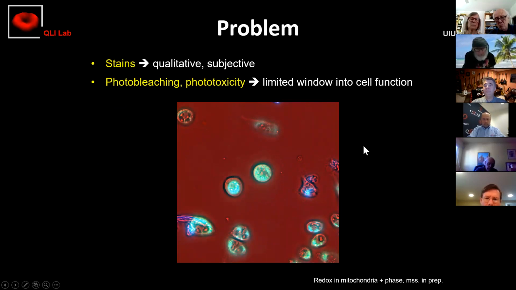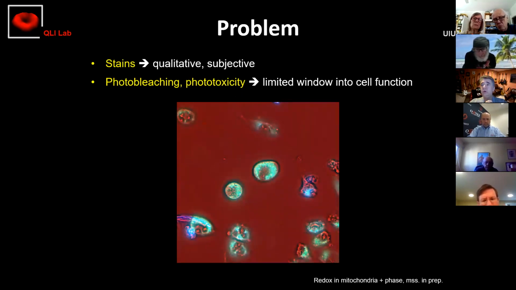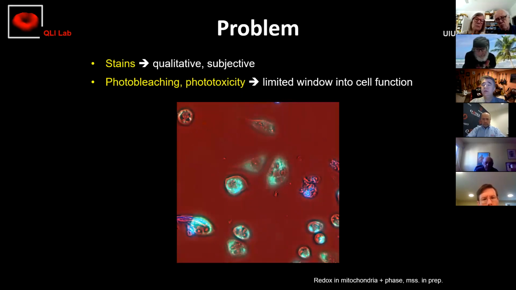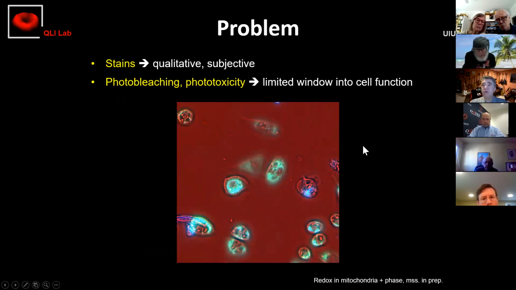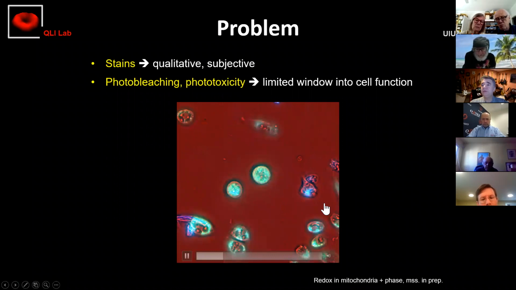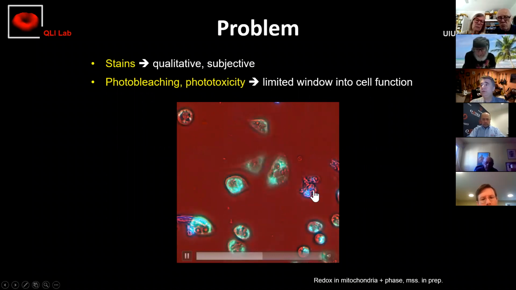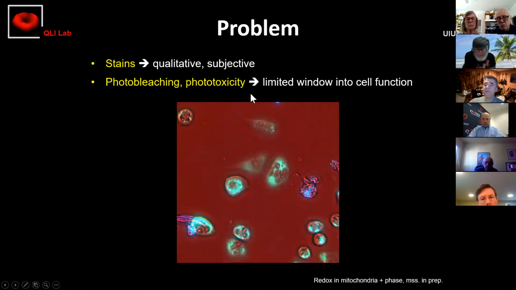I hope you're able to see the movie as well. This motivates most of our work in the lab: even though fluorescence microscopy has been the main workhorse in cell biology, it is not without limitations. What you're looking at here is live cells tagged with fluorescence, two channels in this case. After a while, they become very unhappy, and eventually all of these cells are dead. This is part of what we call phototoxicity.